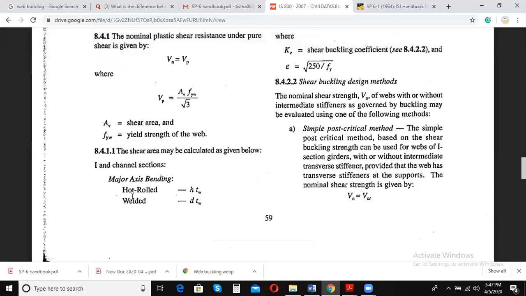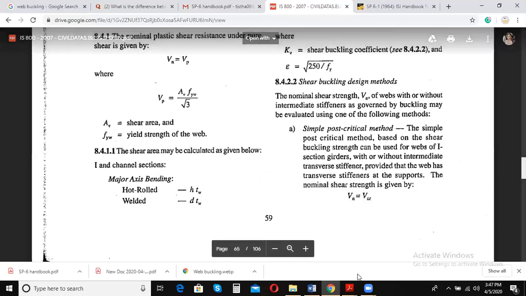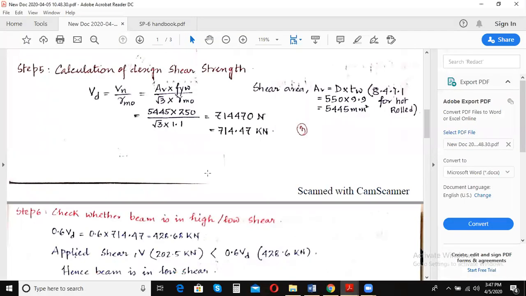For a hot rolled section, our section was a plastic section and it was also a rolled section. So we are taking the area in shear as H into tw, where H is the overall depth of the section and tw is the thickness of the web. So Av is H into tw. Let's go back to the problem.